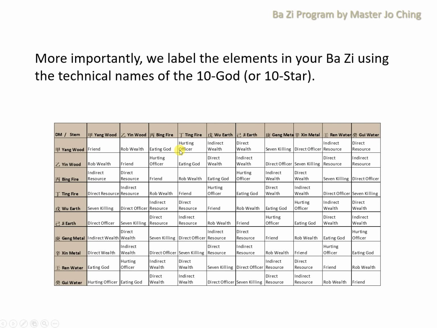Then Hurting Officer. Okay, so let me just try to tell you, friend and Rob Wealth, personally, I just lump it collectively, call them as a friend. Then like output, like Eating God and Hurting Officer, I call them output element. And wealth can be divided into indirect and direct wealth. I just call them wealth star. And we have 7 killing and direct officer. I just call them authority star, followed by indirect resource and direct resource. I just call them resource star. Okay, so it is very, very important.